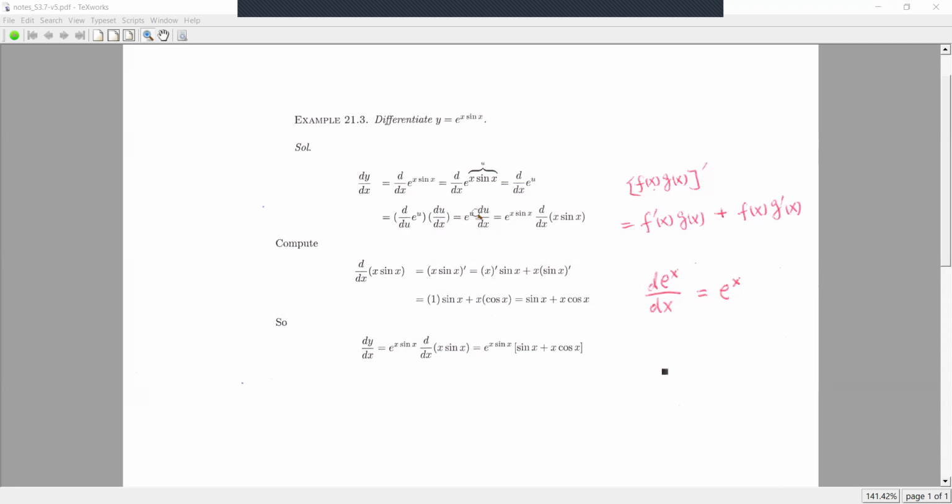Now I remove the intermediate variable u. I plug in x times psi of x for the u. Then I have this equation. Here, I still have one derivative to compute. I compute this derivative here. After I get the result, I put the result back here.